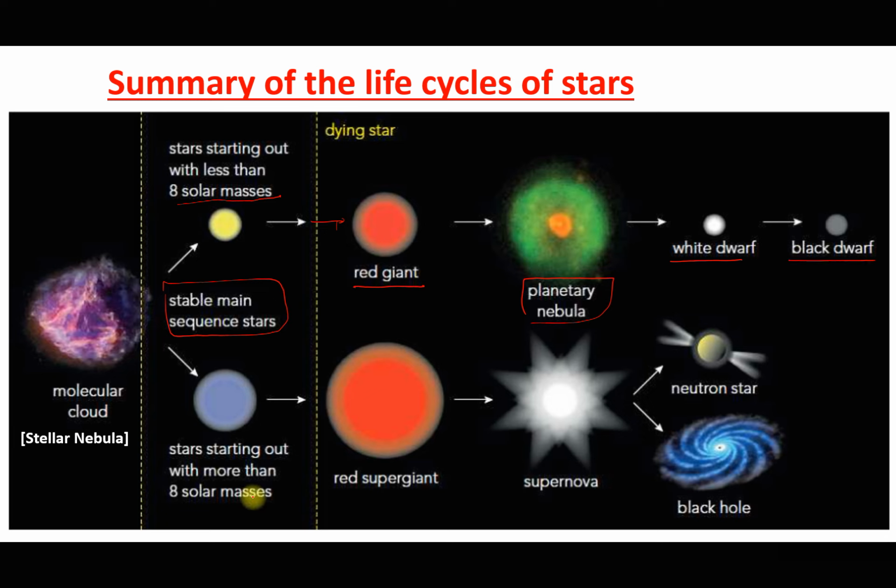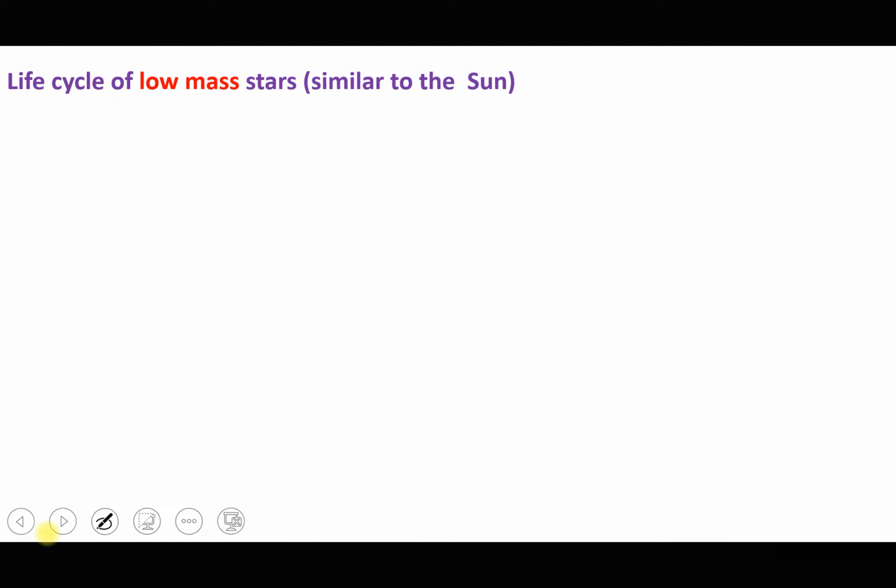If the star is very massive, that is, it has more than 8 solar masses, then it becomes a red supergiant. Then after that it becomes a supernova, which later becomes either a neutron star or a black hole. So the paths will depend on the mass of the star which has been formed after a protostar becomes a stable star. And I want us to first talk about the life cycle of low mass stars similar to our sun.